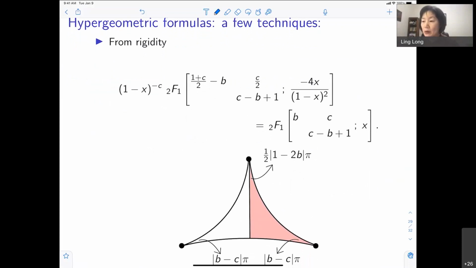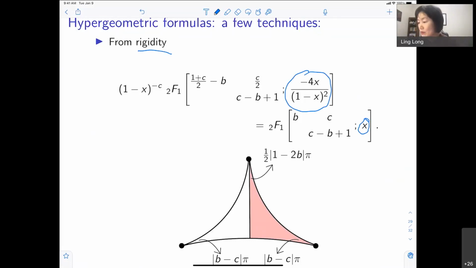For example, this is one quadratic formula. I think it's by Kummer. It's a quadratic formula in the sense that on the right-hand side, it's a function of x, and on the left-hand side, it's a rational function of degree 2, right? So it's actually a formula that you can prove by using rigidity. It's easy to write down the Riemann schemes on the right-hand side.